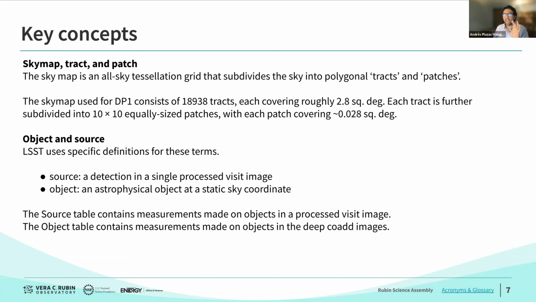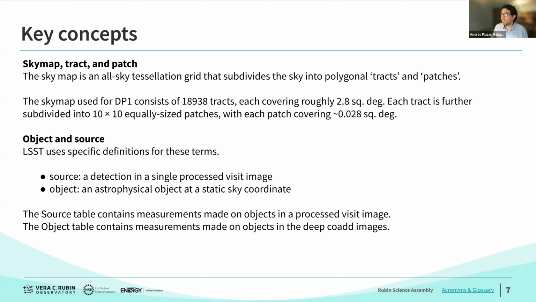Each covering about 2.8 square degrees of the sky. And each tract is further subdivided into a grid of 10 by 10 equally sized patches. And as such, each patch has a size of 0.028 square degrees, or 79 by 79 arc minutes.